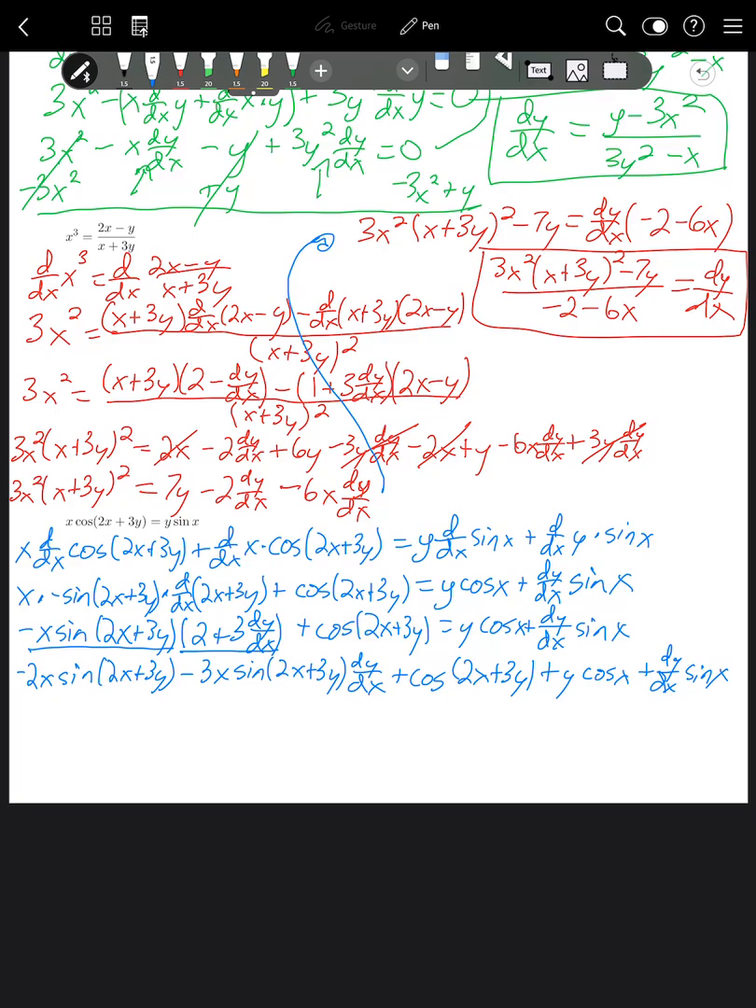Okay, as the previous step. So now we want to collect, except I put a plus somewhere where I should put an equals right here. Equals y cosine x. So now we want to collect the dy dx's on one side and everything else on the other, and I'm going to reorder some stuff so that my positive terms come first.